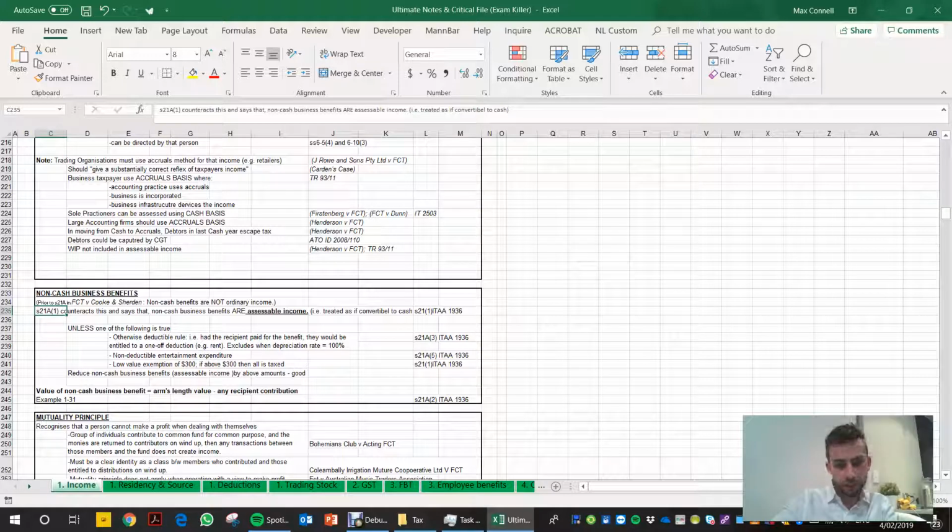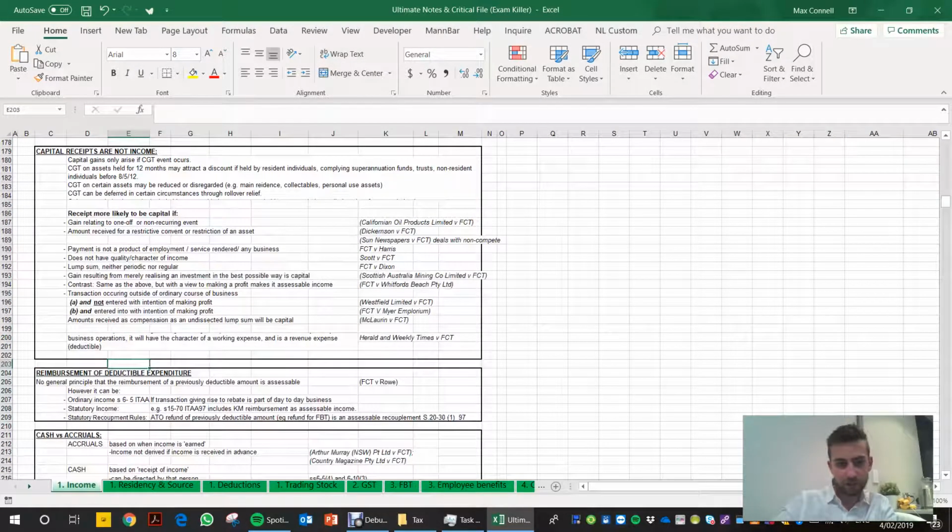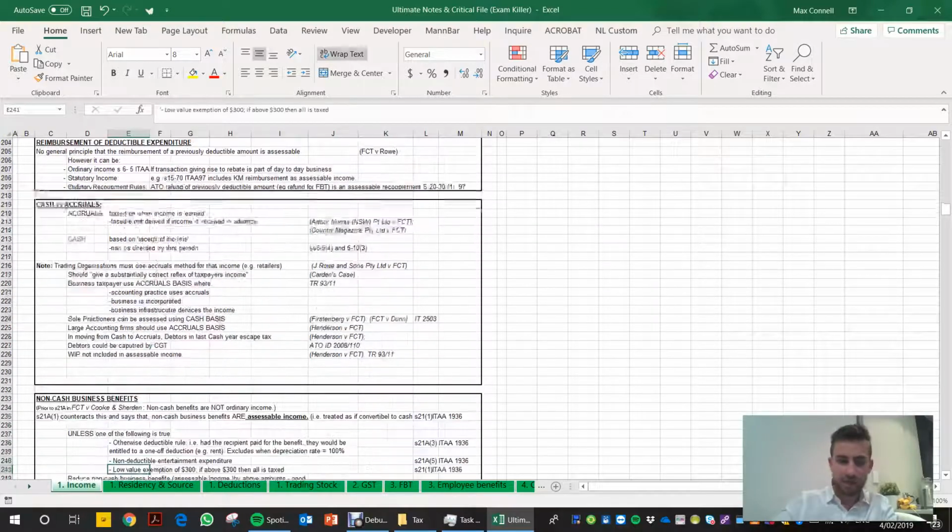Number 2, non-deductible entertainment expenditure. We talk about whether it's deductible or not later in the FBT chapter, but basically if you pay FBT on entertainment, it's deductible. If you don't, it's non-deductible. So it's actually exempt if it's non-deductible entertainment expenditure, which is a little bit unusual.